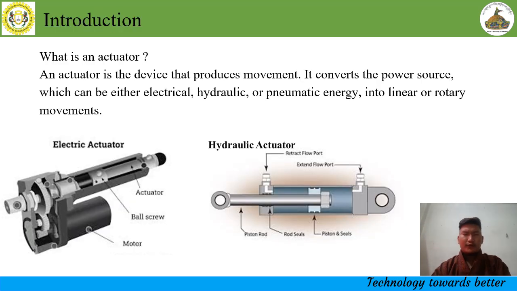You might be wondering, what is an actuator? An actuator is a device that produces movement. And how do they do it? That is by converting a power source, which can either be electric, hydraulic, or pneumatic, into a linear or rotary movement. And you can see some images over here which are of some different actuators.